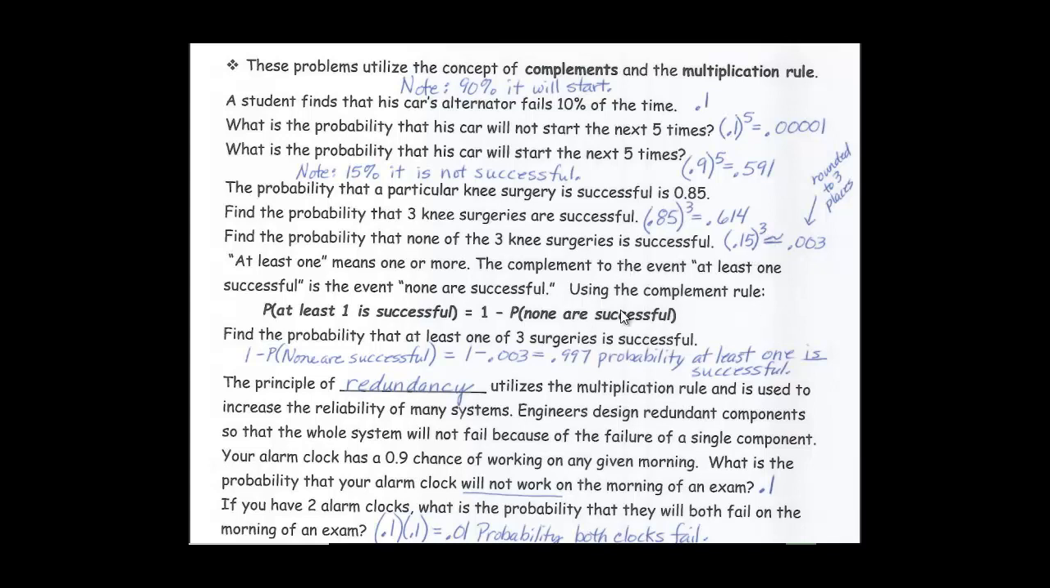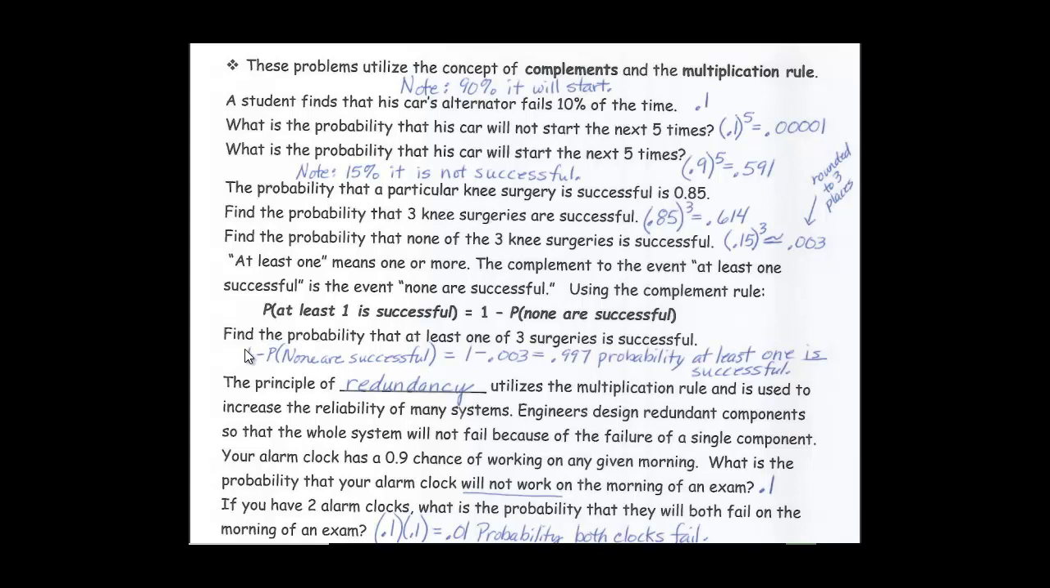Okay, this is a little tricky, but we're looking at "at least one," which means one or more. The complement to the event "at least one is successful" is the event "none are successful." We'd be using the complement rule: the probability that at least one is successful is equal to 1 minus the probability that none are successful. Basically, that just sounds like an awful lot of syllables. But let's go back to our knee surgery problem. We know the probability when all 3 are successful, and we know the probability when none of the 3 are successful. But we didn't calculate when 2 are successful or 1 is successful. We've got kind of a gap in there.